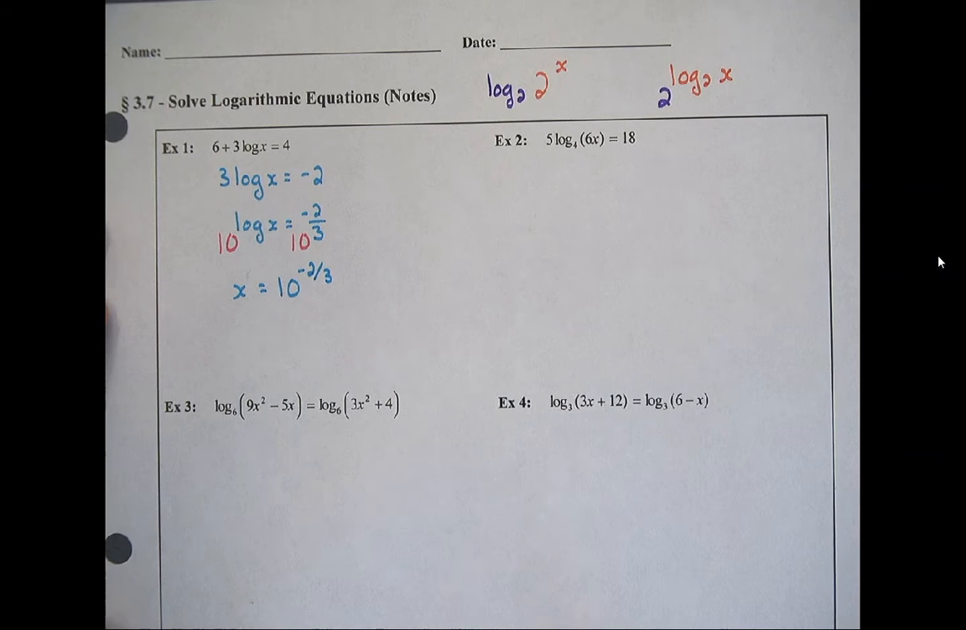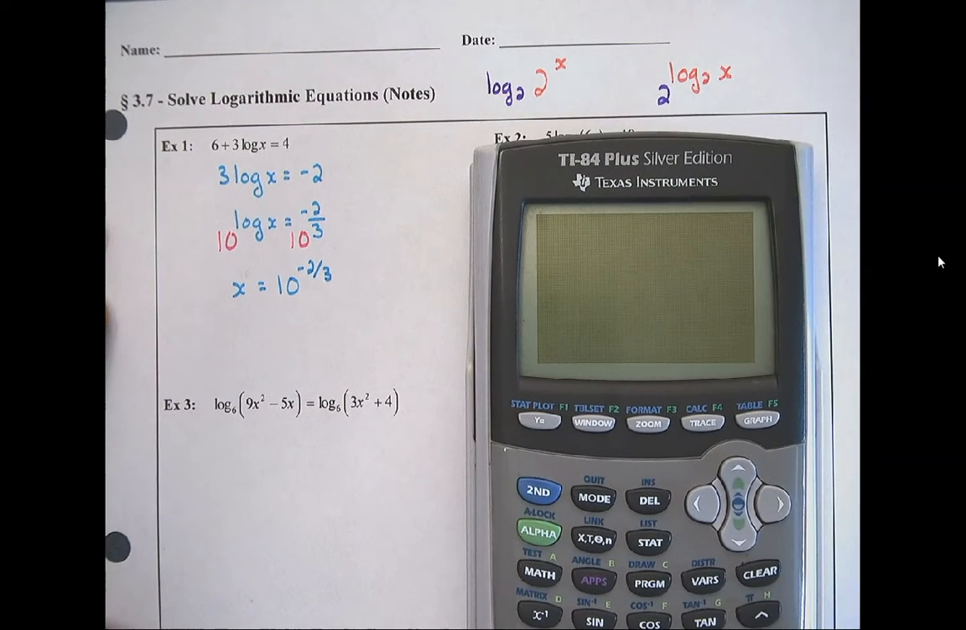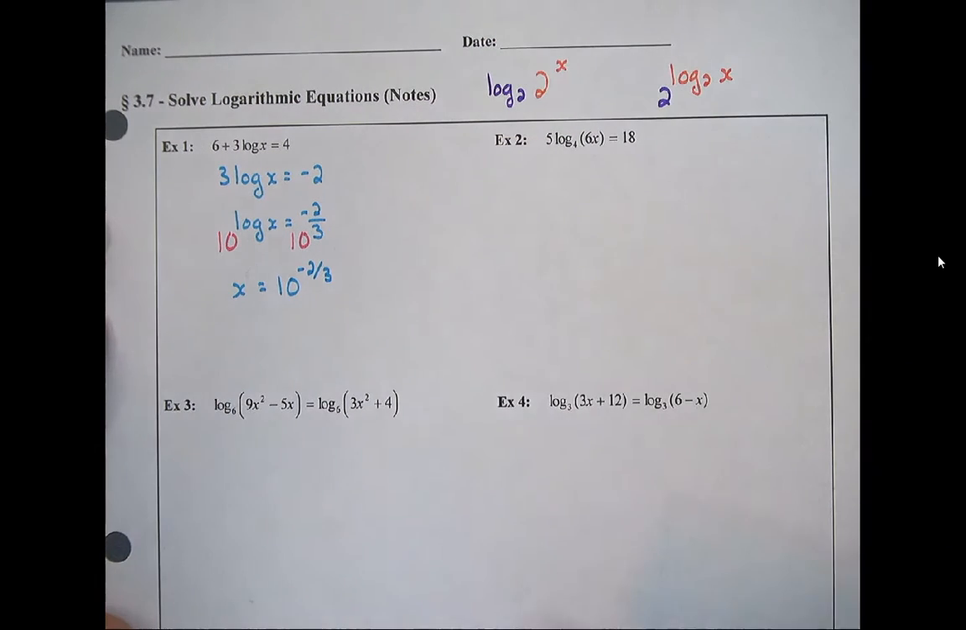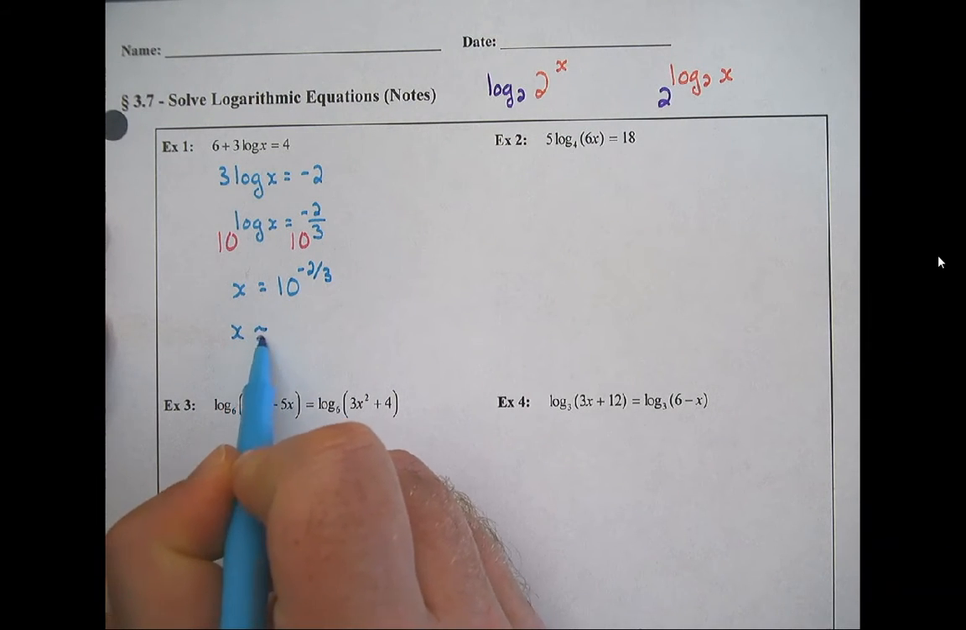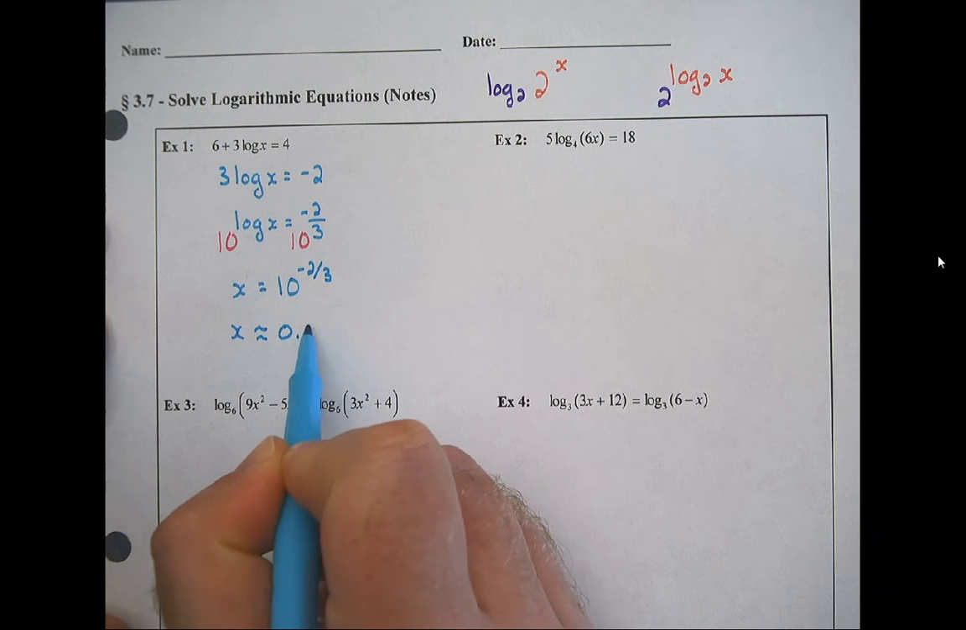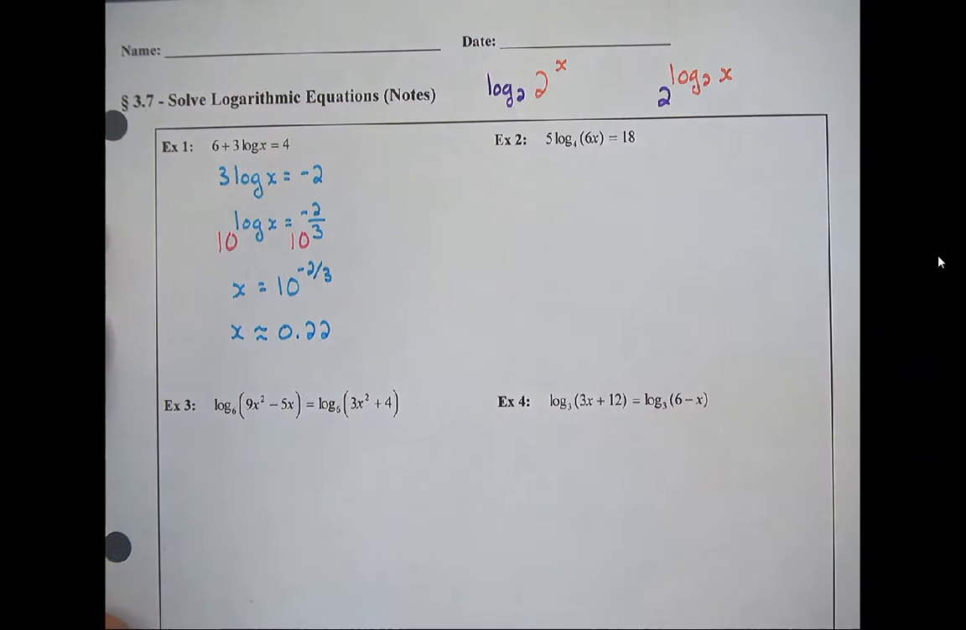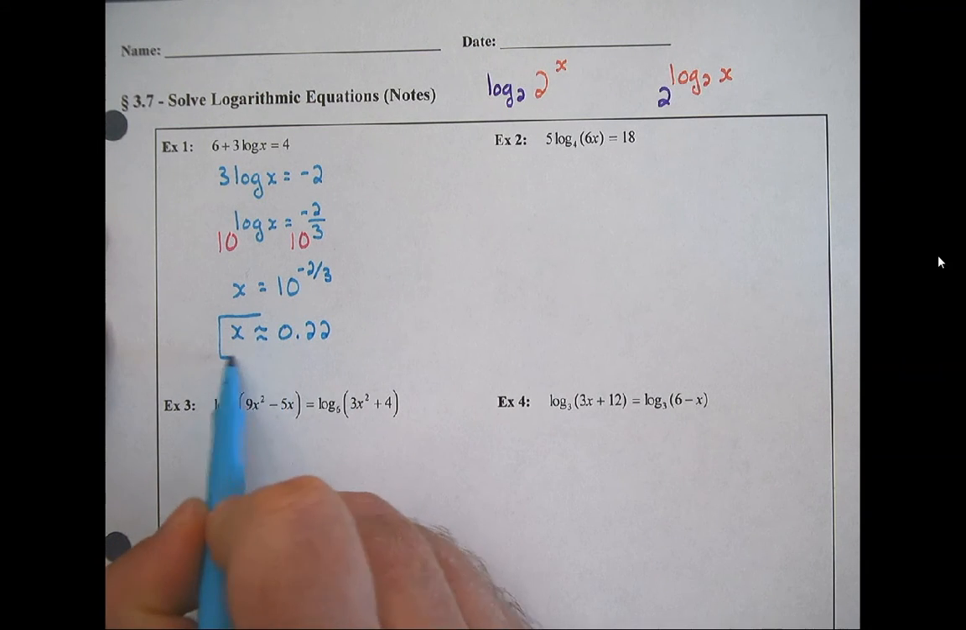10 to the negative 2/3 is something that I can calculate. And we get, oh, what did I do wrong? Oh, nothing, just round. So x is approximately 0.22, right? I would round that 1 up to a 5, that 1 up to a 2 because of the 5.